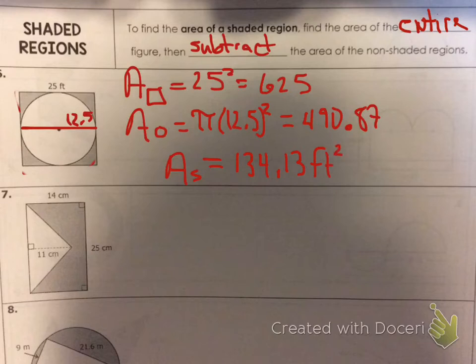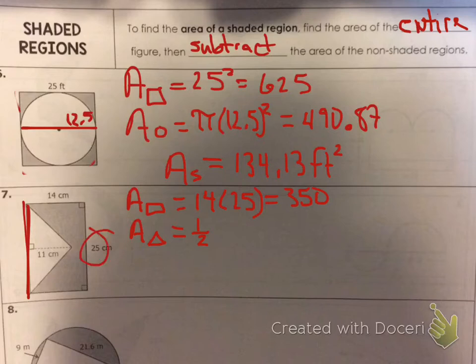Okay, so here, what do I see here? On number 7, I see a rectangle with a base of, let's say, 14 and a height of 25, which should give you an area of 350. Then I have a triangle. Half of the base, which in this case is this 25, times the height, which is 11. So they made that one pretty easy for you.